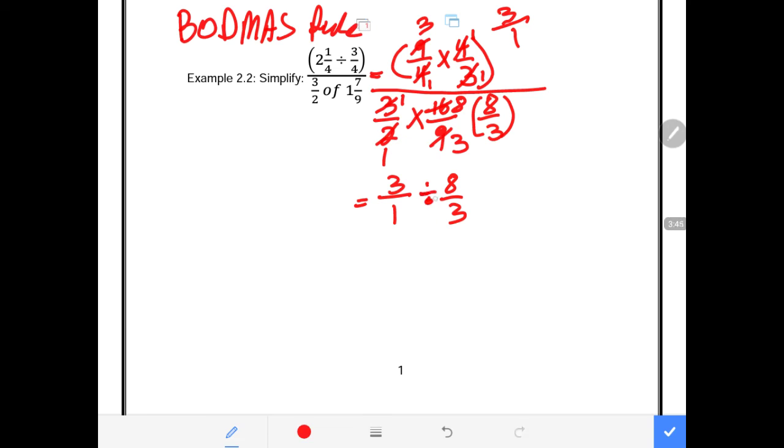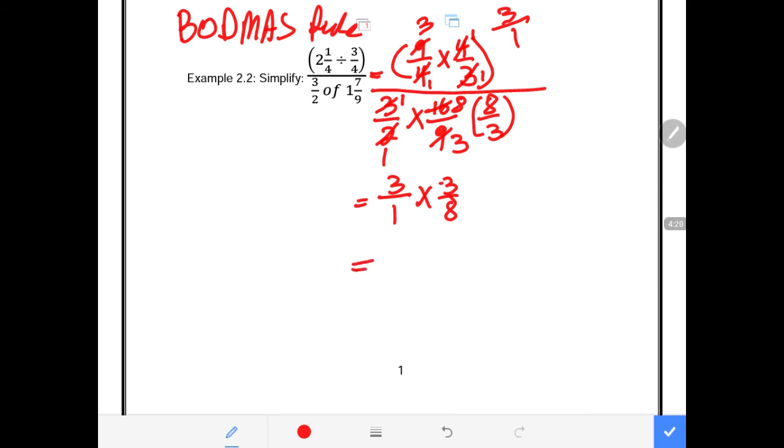Why am I doing this? Because I want it to be very simple for you, so that we know that a fraction divided by a fraction, we change the division into a multiplication, and our denominator becomes a numerator, and our numerator becomes a denominator. That means now we say no longer divide, but we say multiply this by 3 over 8, where now our numerator becomes the denominator, and our denominator becomes a numerator.